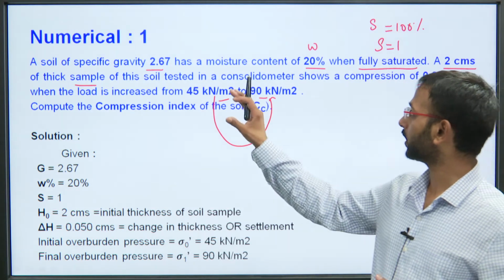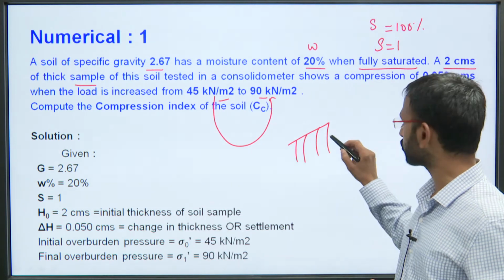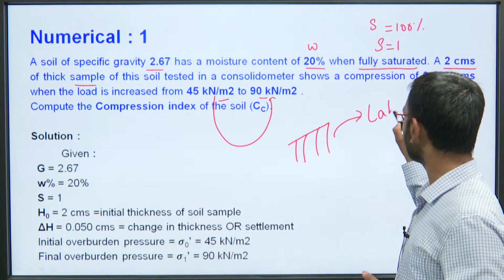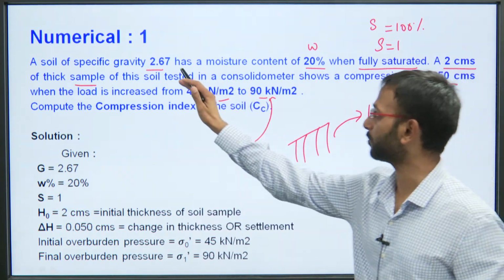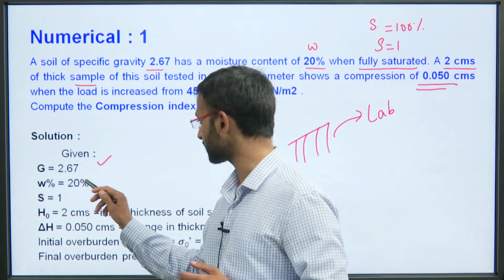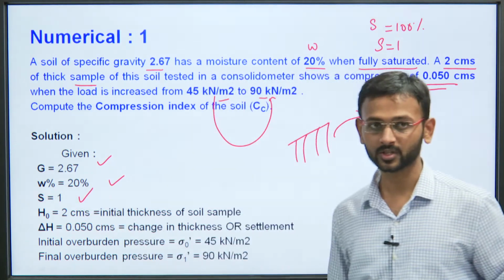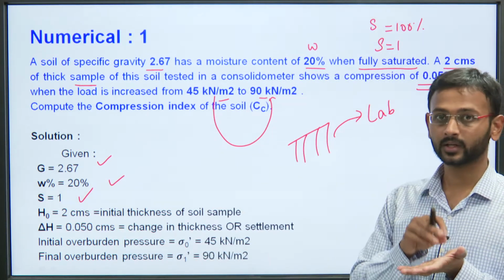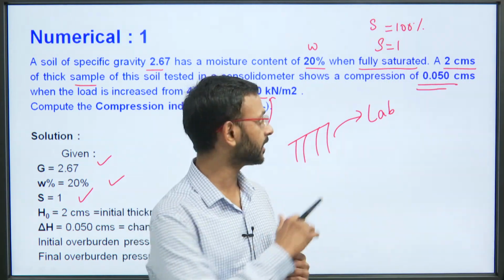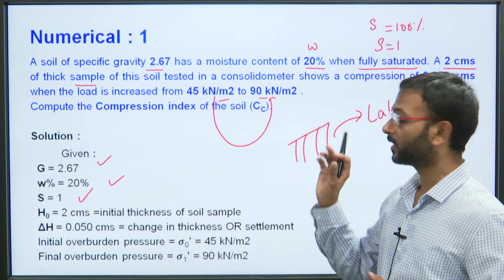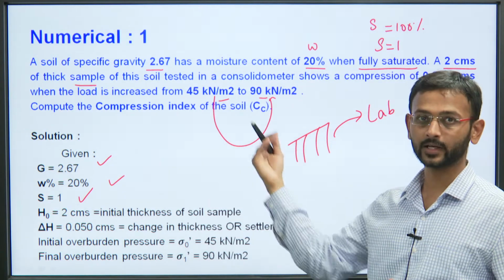So see here, some field condition would have been there, and from that some soil has been taken out into the lab where it is tested in a consolidometer. The values for that soil sample are: specific gravity 2.67, water content 20%, and saturation 1, that is 100%. And when you tested in the lab, the compression which you observed was 0.050 centimeters, when the load was increased from 45 kilonewton per meter square to 90 kilonewton per meter square.